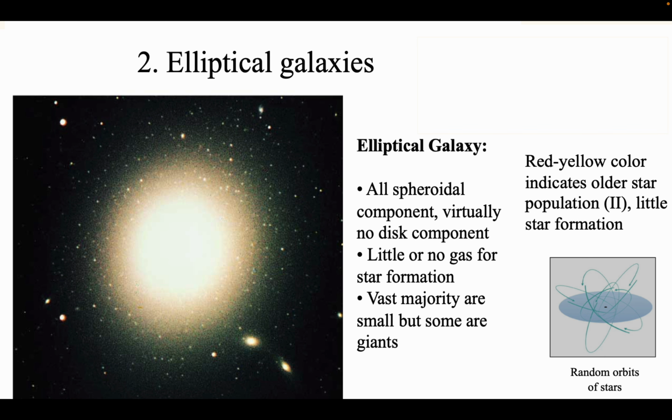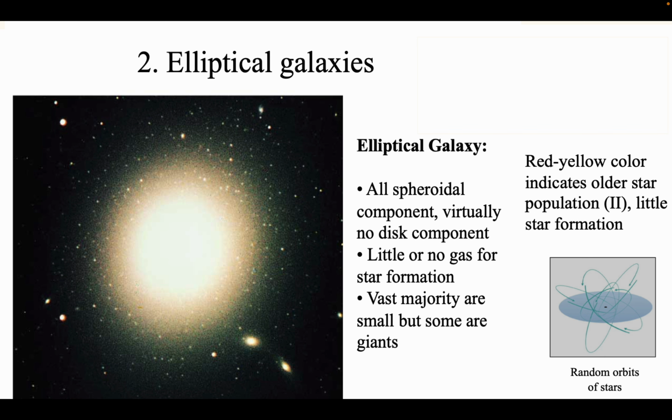The next type of galaxies are the elliptical galaxies. They are spheroidal, or ellipsoid, in shape. Visually, we can see they do not have any disc component. Little or no gas for star formation. Generally, elliptical galaxies are believed to contain very little or no gas for star formation.